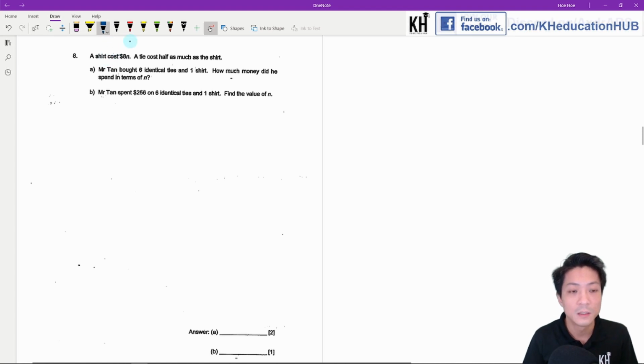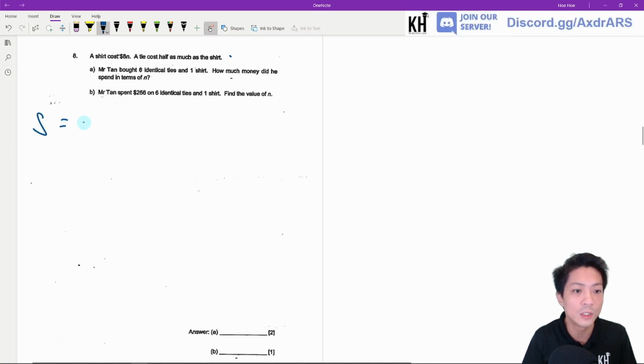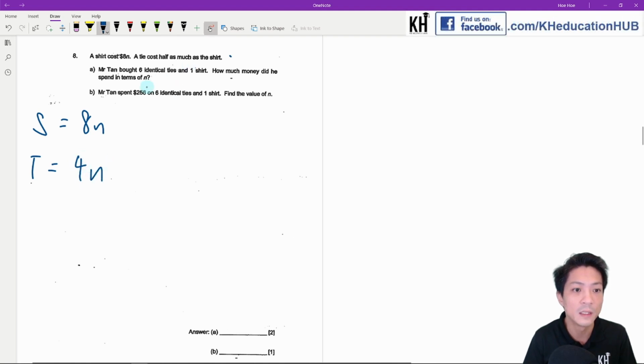Question 8. A shirt costs $8N. A tie costs half as much as the shirt. Part A, Mr. Tan bought 6 identical ties and 1 shirt. How much money did he spend in terms of N? So the shirt is equal to 8N. A tie costs half as much, which means that it is 4N.